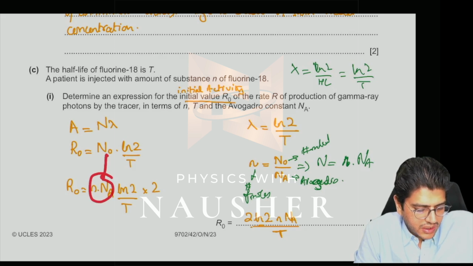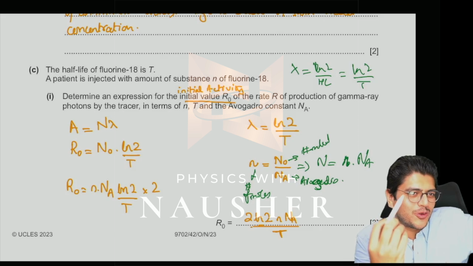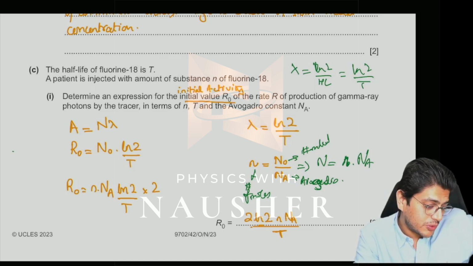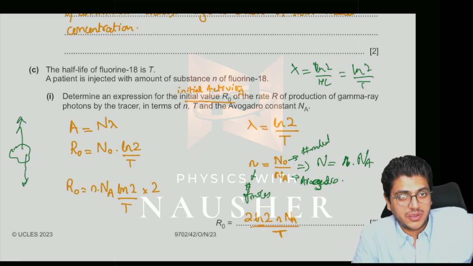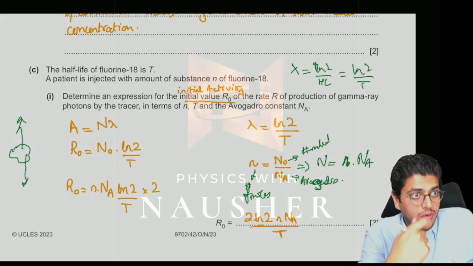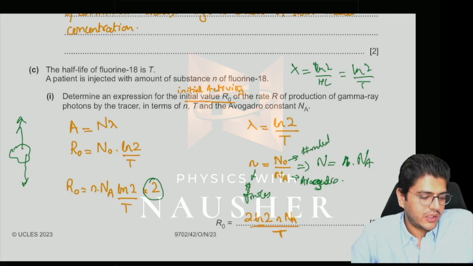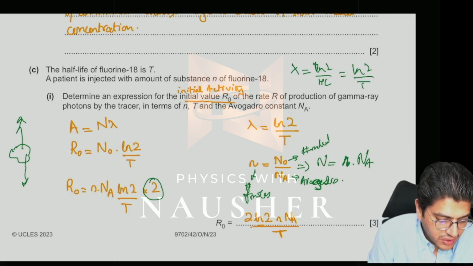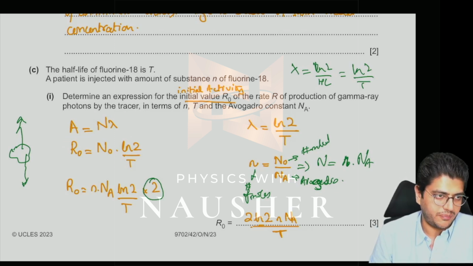So n times Na comes over here, and now one step that you have to remember, and this was the trick, is that I told you that 2 gamma ray photons are emitted, not 1. It's called pair production. That's why you have to multiply it with 2, because this formula is giving you the activity for 1 gamma ray photon. You've got 2 of them, so you have to multiply this with 2.